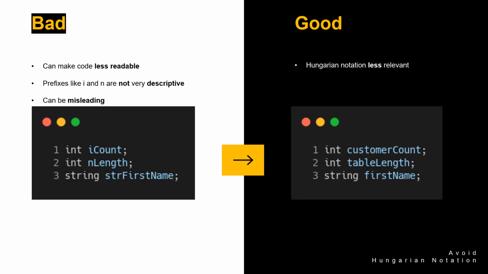A good example of code that does not use Hungarian notation is shown on the slide. Just use customer count, table length, or first name without the prefixes. And always try to use descriptive names as shown in the last module.